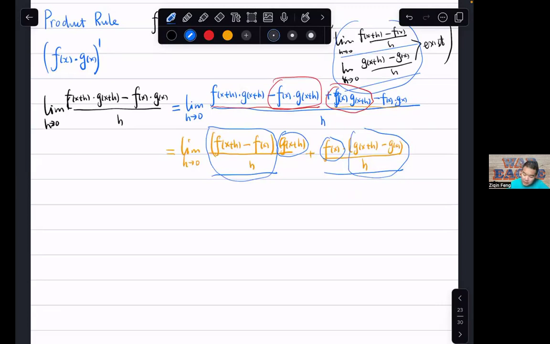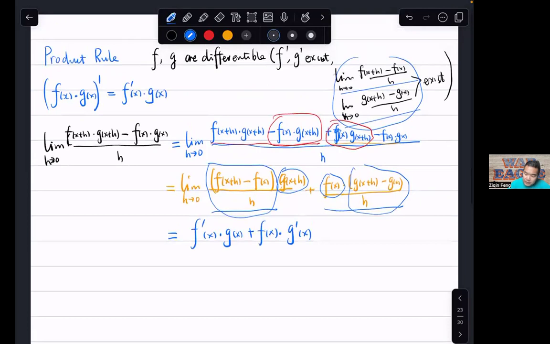So you get this equal to f prime of x times g of x plus f of x times g prime of x, right? Split the limit and take the limit, everything works. So this is our product rule. Differentiate each factor and keep the other one, and go through all the factors, right? You get f of x times g prime of x. So this is our product rule for differentiation.